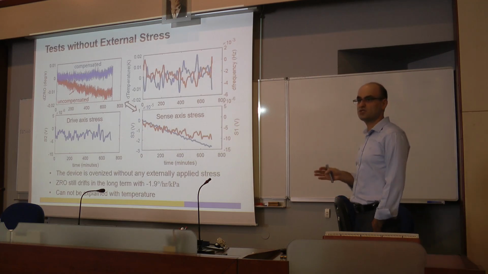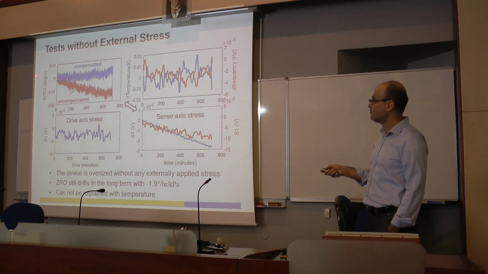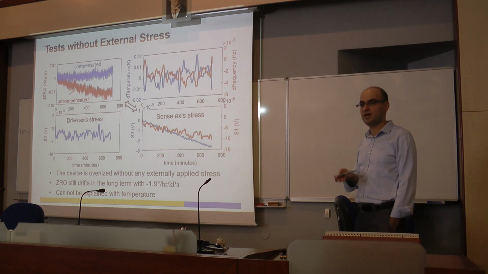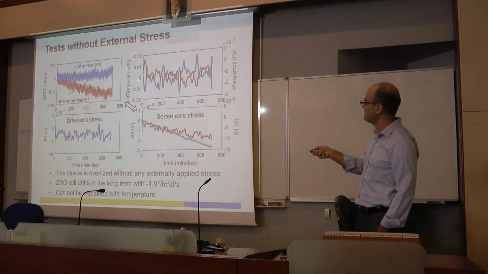Let's remove the weight. There is no weight, and the device is sitting on the table. Temperature is constant, and I'm collecting the gyroscope output. The uncompensated one is the red one. Gyro is sitting on the table. I'm not rotating it. I fixed temperature, but it's still drifting. And the temperature is here.